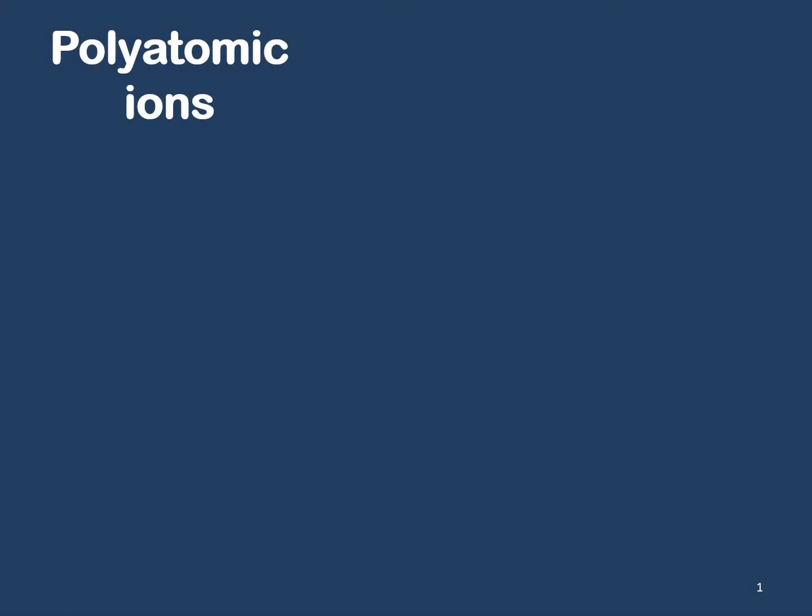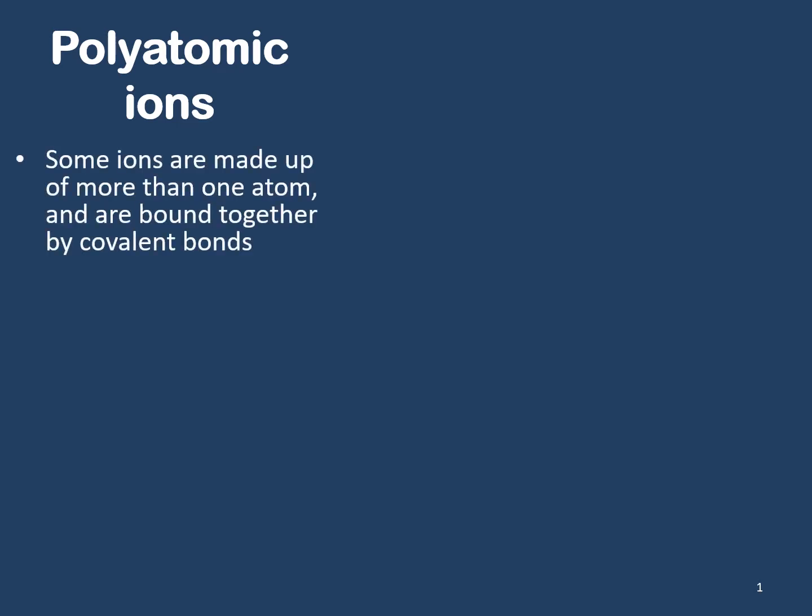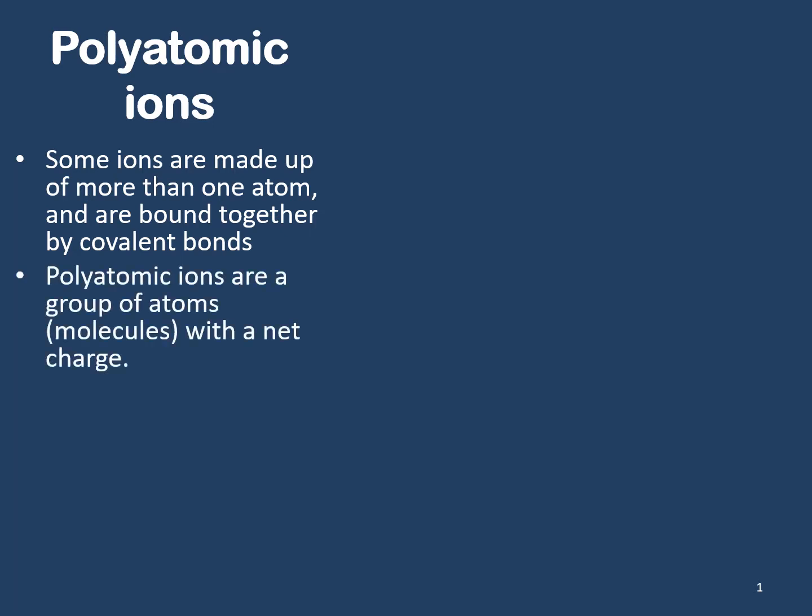Hello, Chem 1A. This is Chapter 3, Lecture Video 2, and we're going to be talking about polyatomic ions. So polyatomic ions, as the name kind of implies, are ions made up of more than one atom. These atoms are then bound together via covalent bonds, and they have an overall charge, either positive or negative.